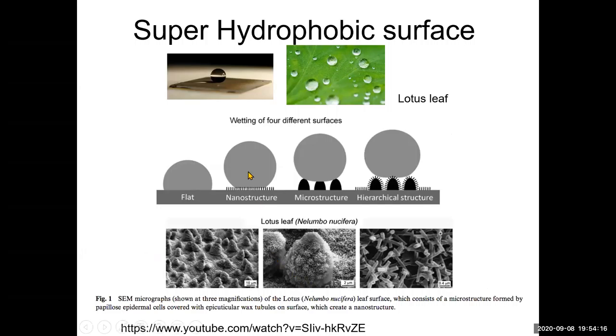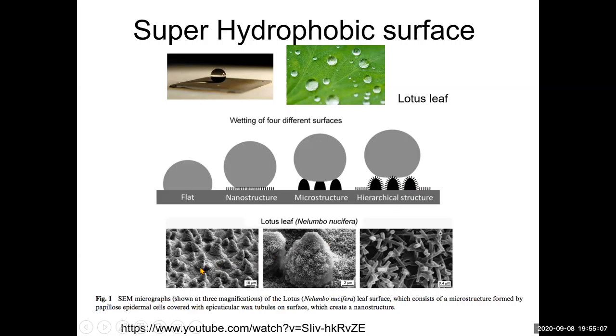Sometimes we actually can make the surface super hydrophobic, namely, the water droplet remains almost spherical on the surface or beads up. And the lotus leaf is a well-known example of a super hydrophobic surface in nature. And there are several different ways to make a surface super hydrophobic. For example, we can use nanostructure, microstructure, or the combination of micro and nanostructures, or hierarchical structure.